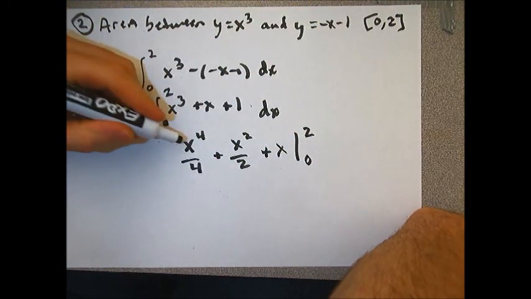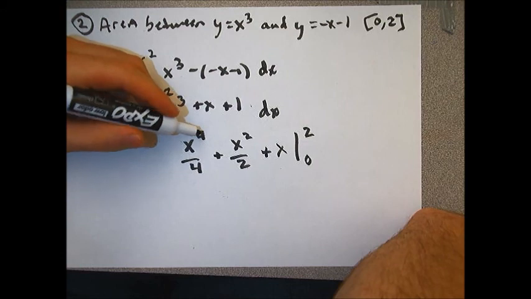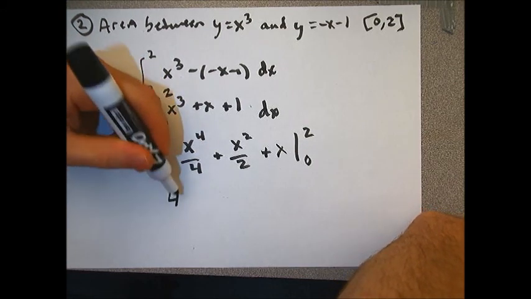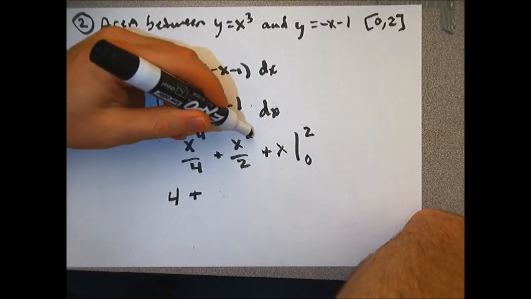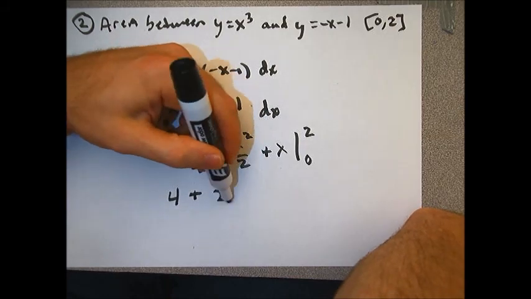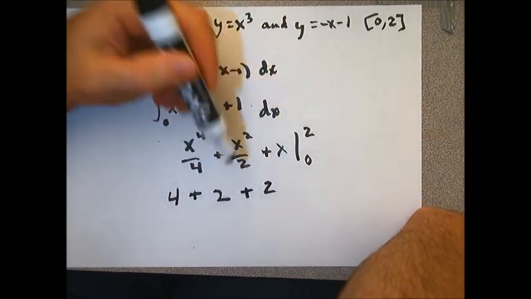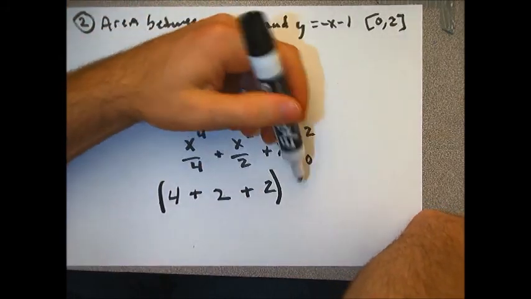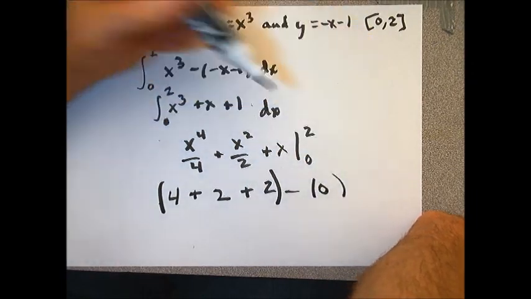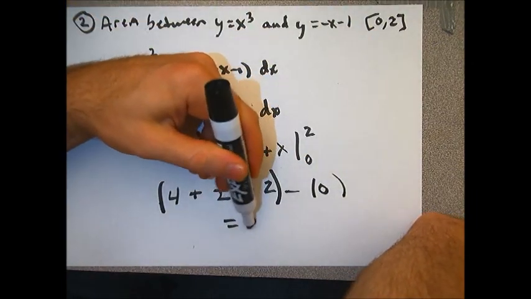If I plug in 2 to the 4th is 16. 16 divided by 4 is 4. 2 squared is 4. 4 over 2 is 2. We plug in 2. Subtract the other one, which gives us 0. Final answer, 8.